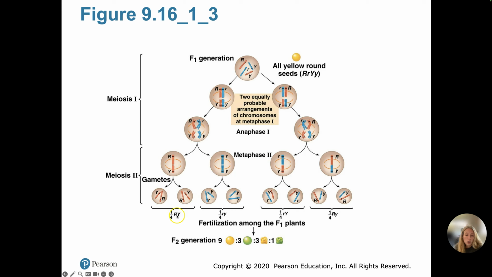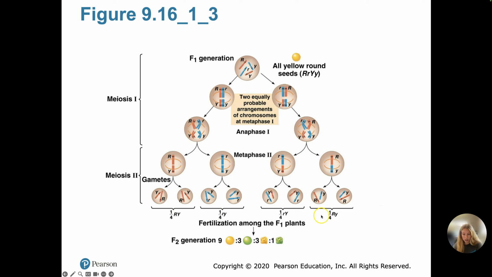So 1/4 of the gametes will have capital R, capital Y. 1/4 of the gametes will have lowercase r, lowercase y. 1/4 of the gametes will have lowercase r, capital Y. And 1/4 of the gametes will have capital R, lowercase y. These proportions down here are actually what we use to create the Punnett square.